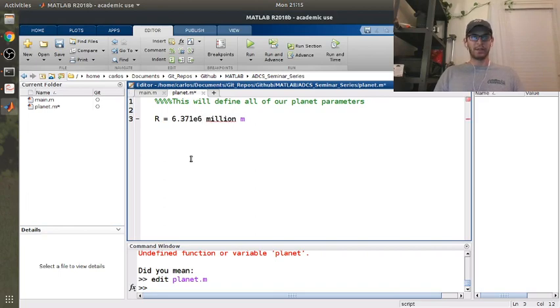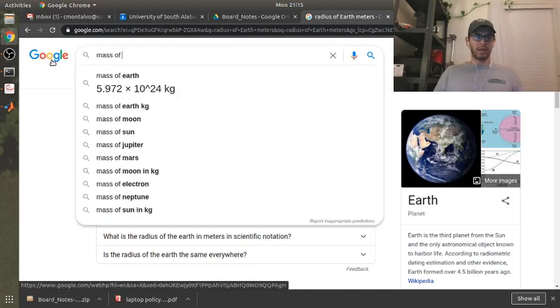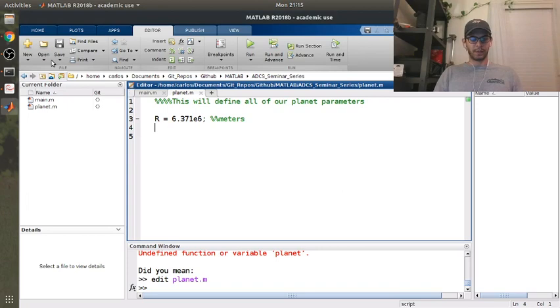Let's see, 1,000 is E3, and then a million is E6. So it's meters there, okay? I want the mass of the Earth in kilograms. Mass of Earth, oh great, 5.972 E24. So that's mass.